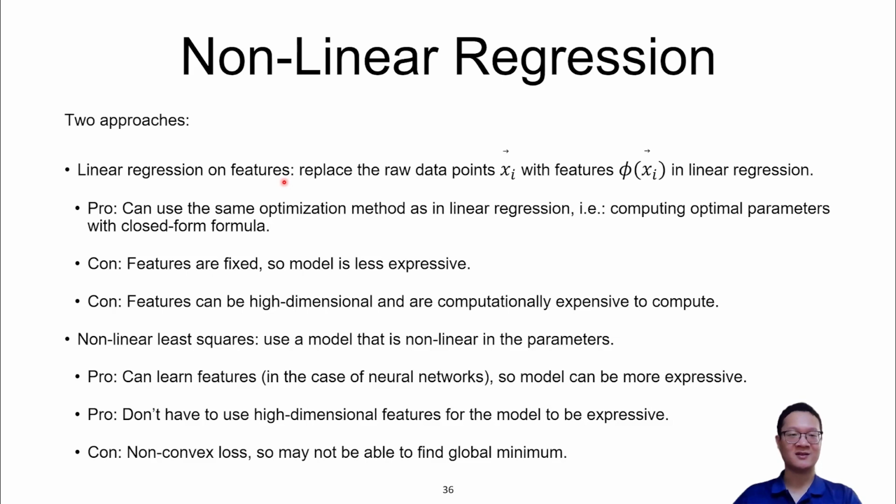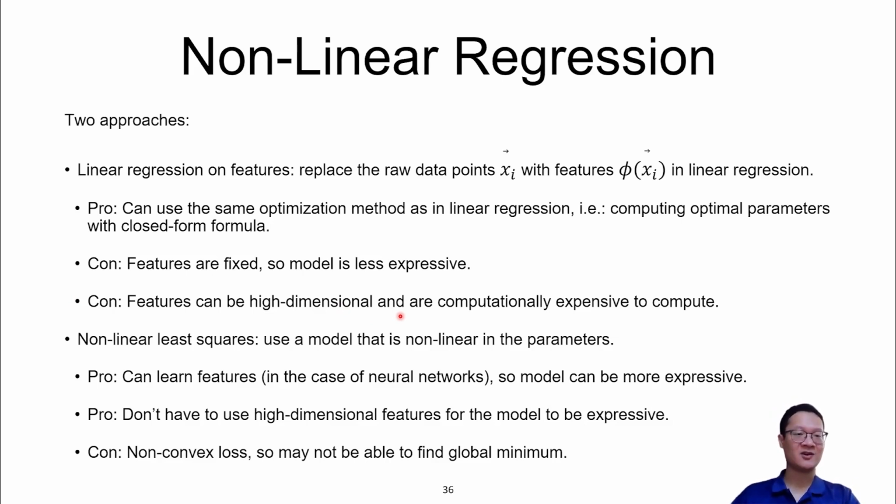What about the cons? Well, one of the cons is that the features are fixed. So we have to know what features to pick, or we have to try many different features. In general, given some fixed features, the model can be less expressive. Sometimes we would like to pick a very high dimensional feature to make the model more expressive, but then the problem becomes more computationally expensive to compute.